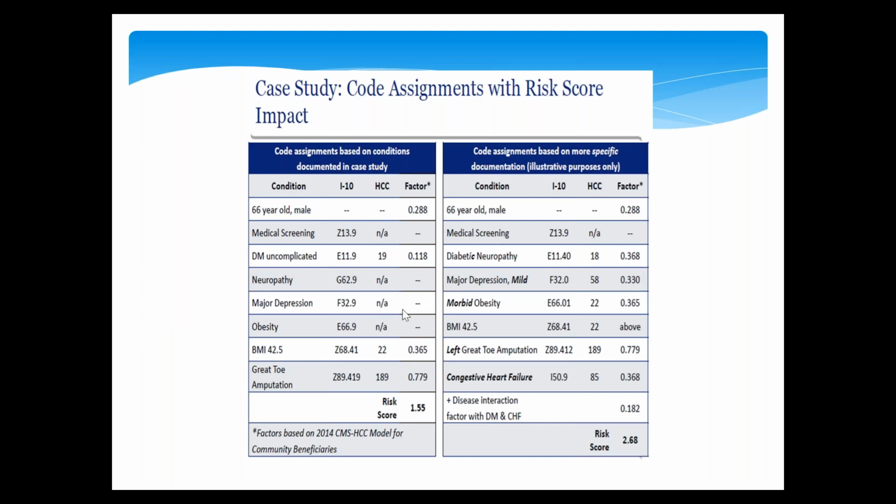Major depression, again, they used the nonspecific, the F32.9, as opposed to using the major depression mild, which gave them a score of 0.330. Obesity, they didn't put the morbid, but however, they did record the BMI, which is required, so they do get credit for that 0.365. And then, of course, you don't get credit for both. You only get credit for one. The great toe amputation, of course, you're going to get credit for that in both of these, but they didn't mention the CHF. By not mentioning the CHF, not only did they lose the 0.368, but they lost the interaction there. So just by adding those two, they're changing things a little bit around. The neuropathy, the depression, and the congestive heart failure, they went from a risk score of 1.55 to a risk score of 2.68, which is fairly significant.